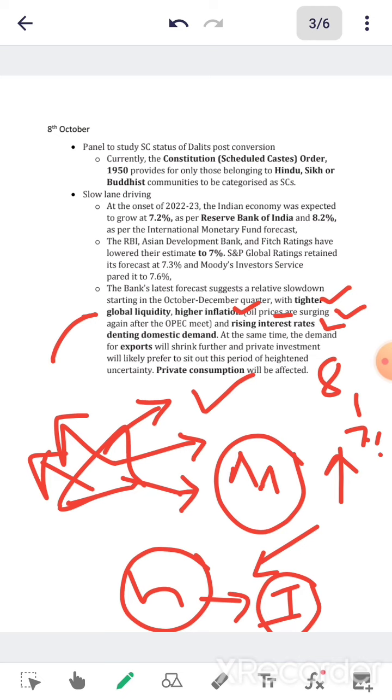So this article is about this: many institutions have projected a decrease in GDP growth from 8% to 7%, and the reasons for it have to be understood. So that's all for today's articles.